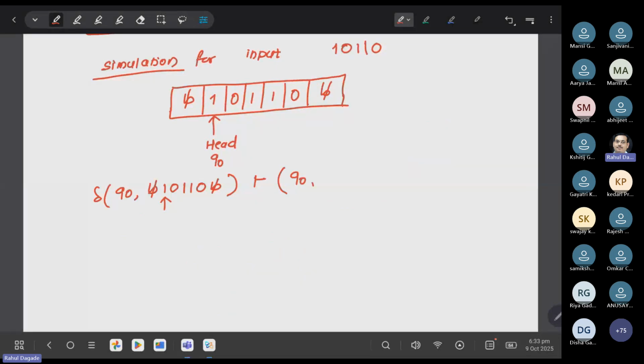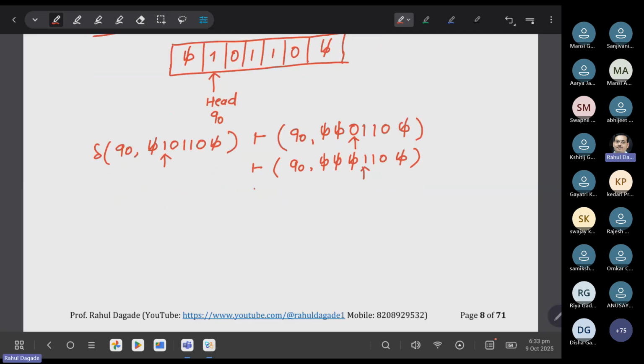So our output will be Q0 blank. This 1 is converted into blank. The remaining input is 0 1 1 0 blank and the pointer is here. Then again it is in Q0 state, blank blank, 0 is converted into blank, 1 1 0 blank here. Then in the next step it is Q0 blank blank blank, 1 is converted into blank, 1 0 blank.